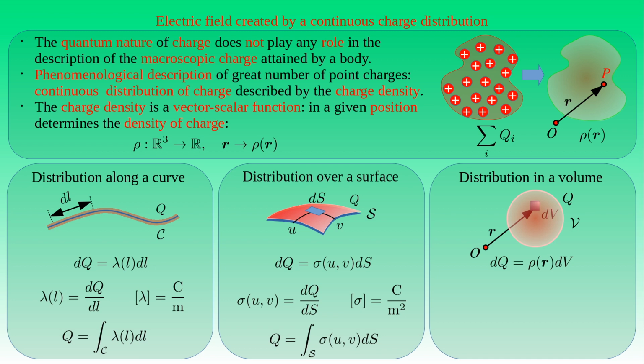As a result, we define the spatial charge density ρ by the derivative of the charge q with respect to the volume V, and the SI unit of the spatial charge distribution is equal to coulomb per cubic meter. The integral of the charge density ρ over the volume V gives the total charge distributed throughout this volume.